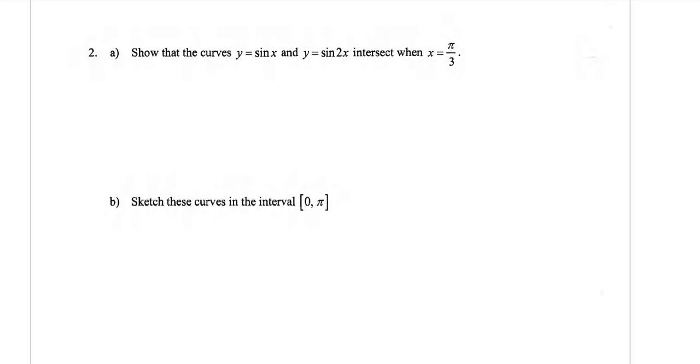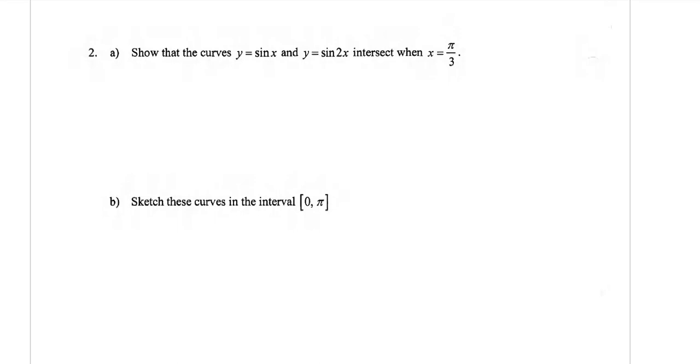Show that the curves y equals sine x and y equals sine 2x intersect at x equals pi over 3. I just realized I did this question using something only the extension people will know. I broke sine 2x out into 2 sine x cos x, which I shouldn't do because these guys don't know that. Okay, so I'll have to do it by substitution then.